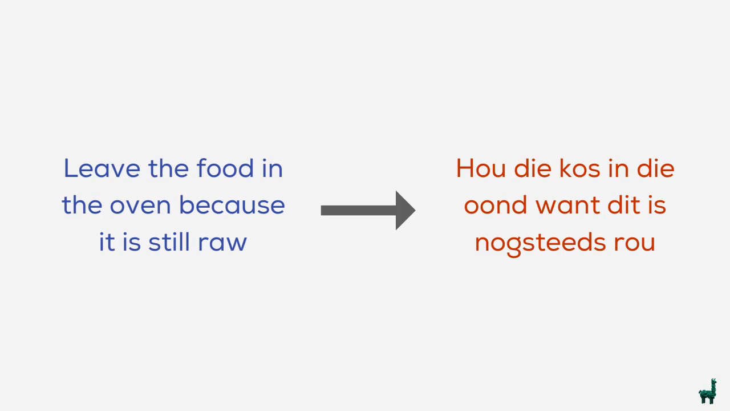So for this chat, this is the sort of task we want to do. We want to do a machine translation task where we go from English, our source language, which is in blue, to Afrikaans, which is in red. So going from "leave the food in the oven because it is still raw" to "hou die kos in die oond want dit is nog steeds rou". There are a bunch of ways in which you can do this, but the first challenge to solve is, given text, how can we actually get it into a model? That's the first thing we'll have to solve.